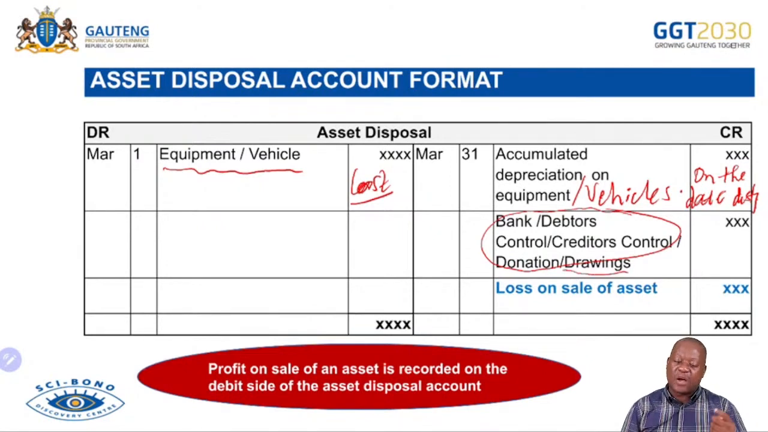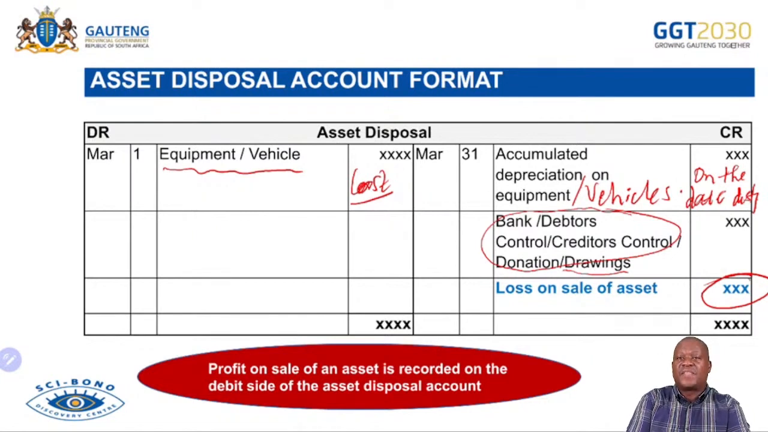So it depends on whatever I have indicated before to say this is how we can dispose, and it is going to be indicated here. And we are just going to indicate the value that we are accepting in exchange for this asset. Now please take note, this figure here, the loss on sale of an asset, is a balancing figure.